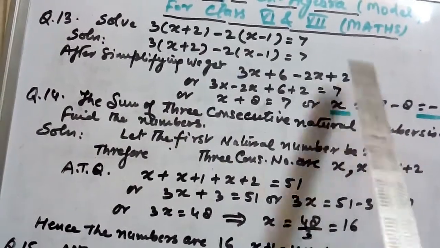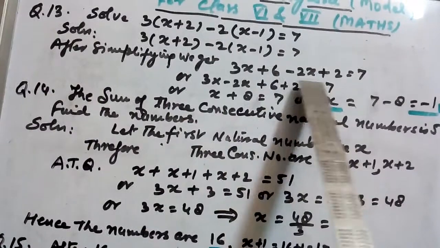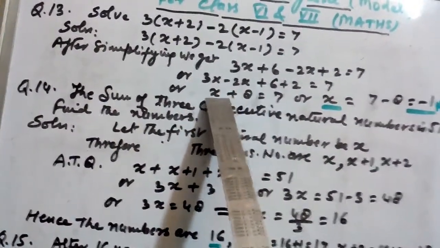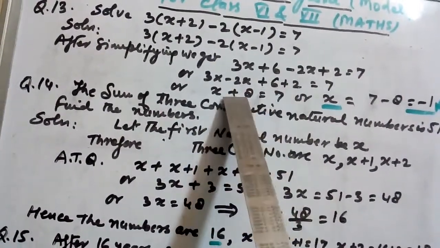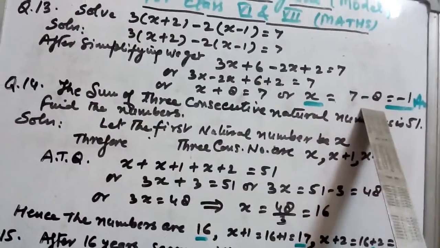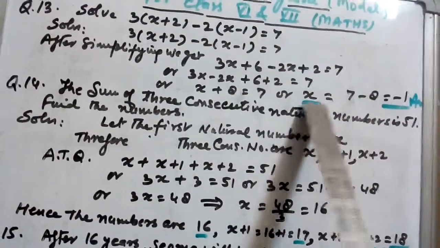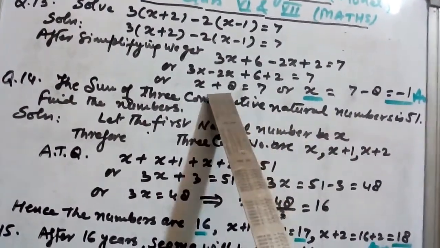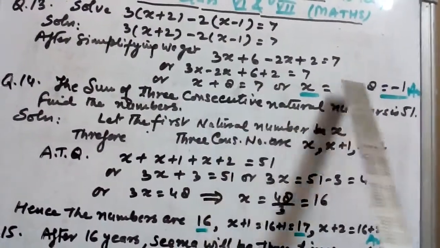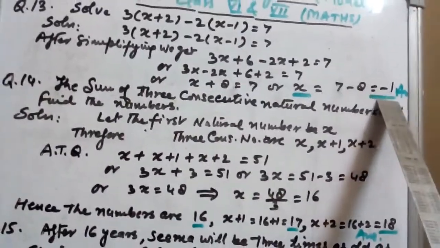Hence it is equal to 7, or 3x minus 2x plus 6 plus 2 is equal to 7, or 3x minus 2x becomes x, and plus 6 plus 2 becomes 8, x plus 8 is equal to 7, or x is equal to 7 minus 8. After transposing 8 to this side of equality, x is equal to 7 as such, and when 8 is moved from this place to here, it becomes minus 8. Therefore x is equal to 7 minus 8, which is minus 1. This is the answer.